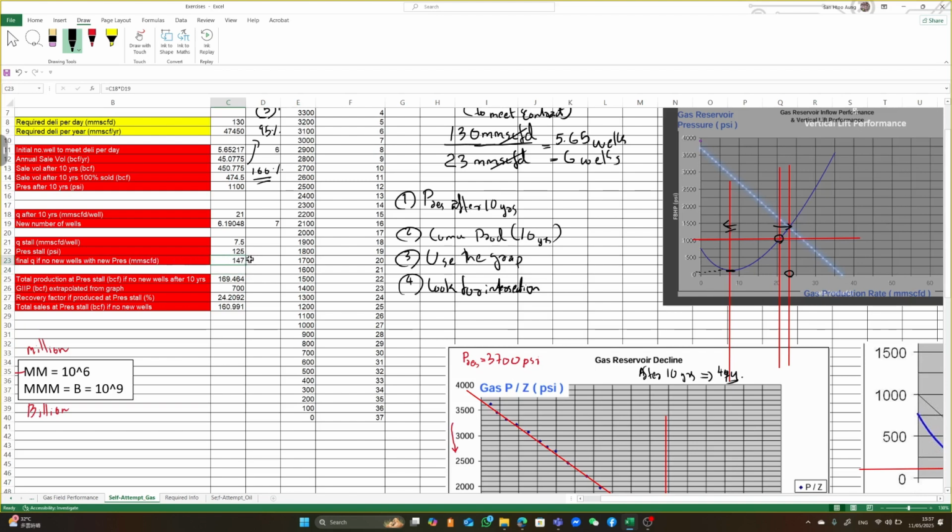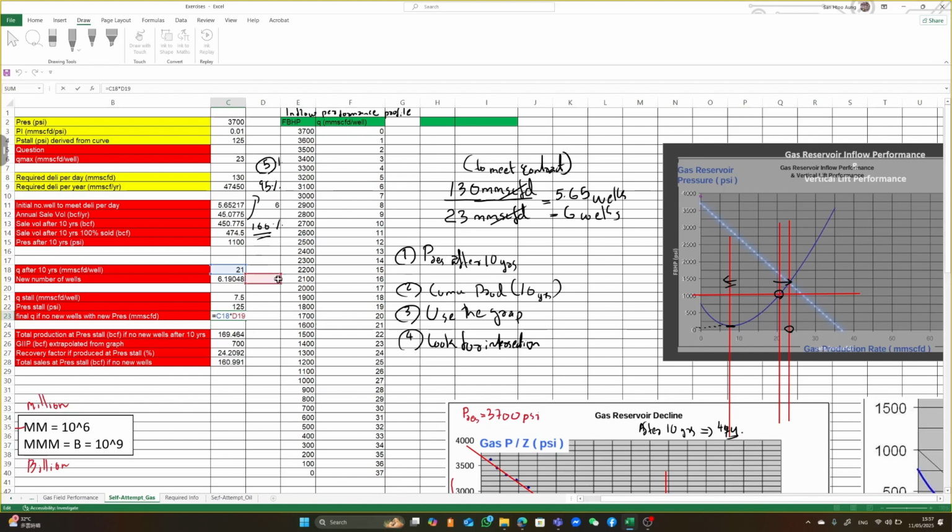The reason I removed this 365 is I calculated it as the annual production profile, but what they ask is just a daily production profile, so it will be 147 with this new number of wells, and it actually meets how much we are required to deliver, right? 130. So we're on the right track.